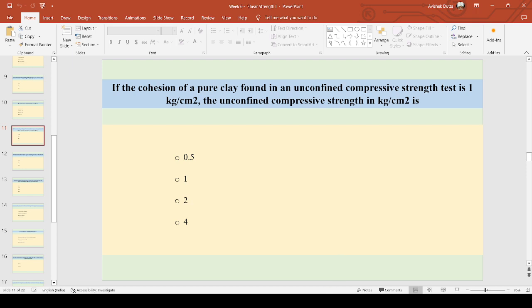If the cohesion of a pure clay found in an unconfined compressive strength test is 1 kg per centimeter square, the unconfined compressive strength in kg per centimeter square is 0.5, 1, 2 and 4. Next question.